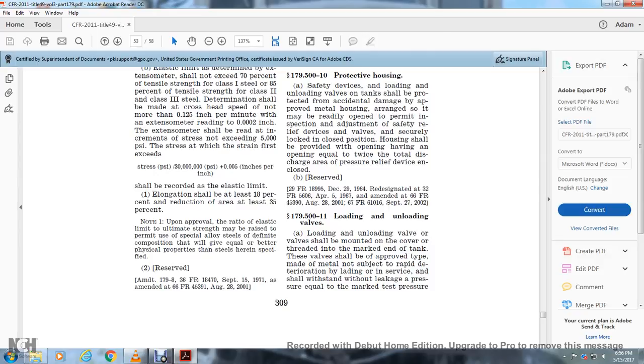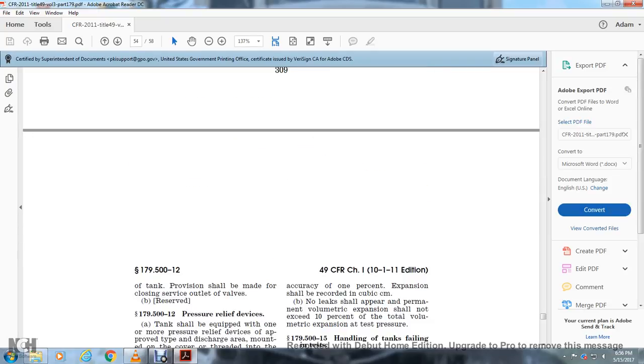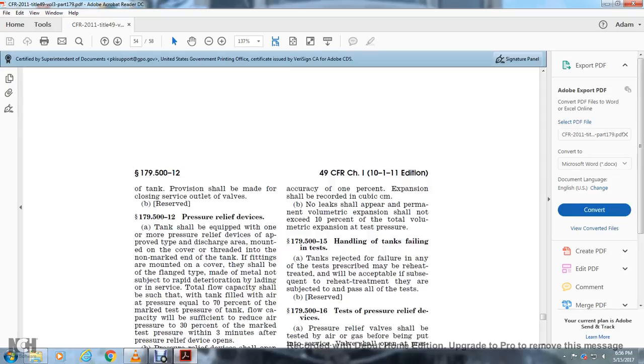179.511 Loading and unloading valve. The valve shall be mounted with the cover threaded with the marked end of the tank. The valve shall be of approved type, made of metal not subject to rapid deterioration, and shall withstand without leakage a pressure equal to the marked test pressure of the tank. Provision shall be made for closing the surface of the outlet valves.